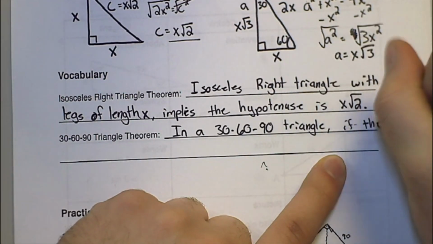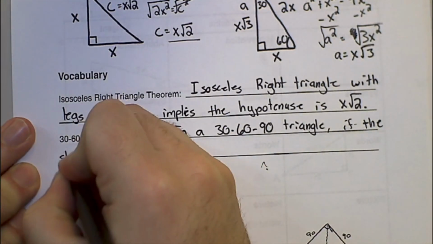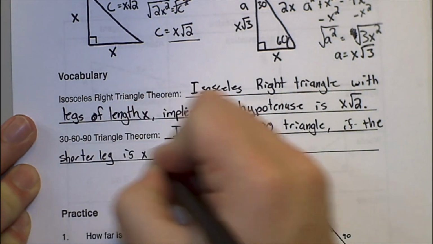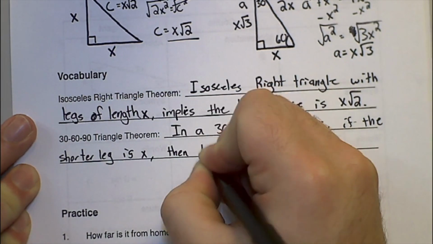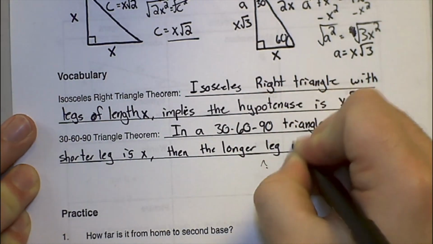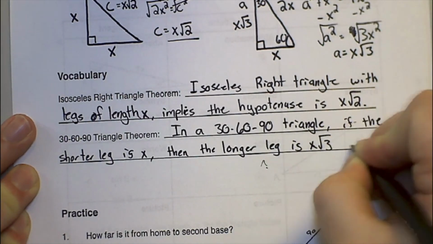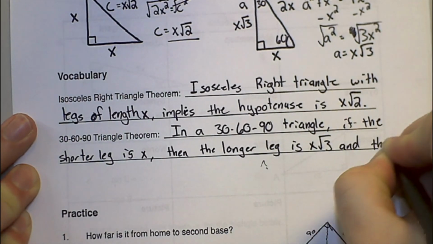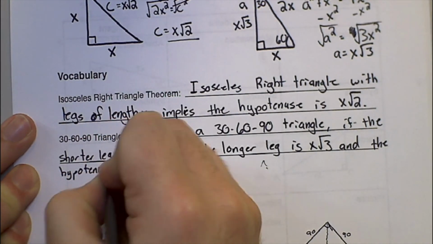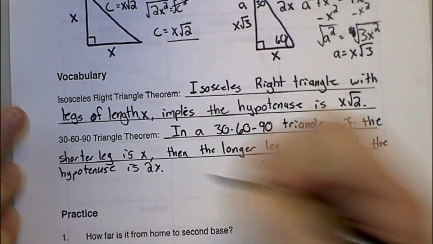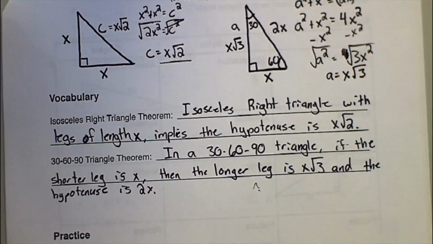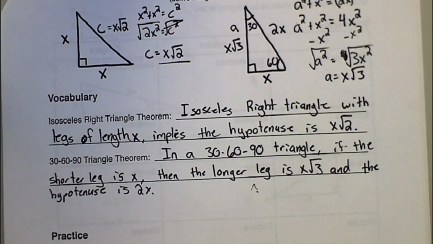if the shorter leg, so that smallest side, is x, then the longer leg is x square root of 3, and the hypotenuse is 2x. Okay, and again, that really is just restating everything that we have here in our two diagrams that we came up with.